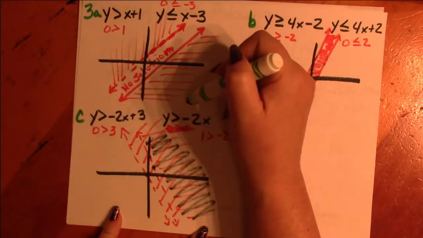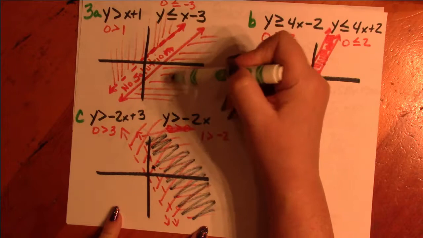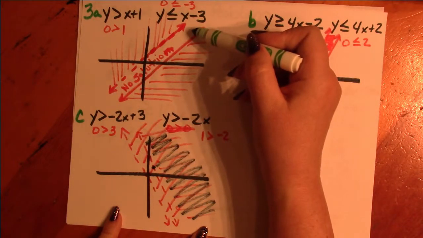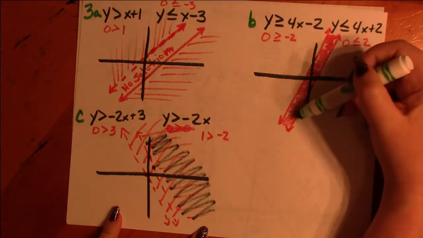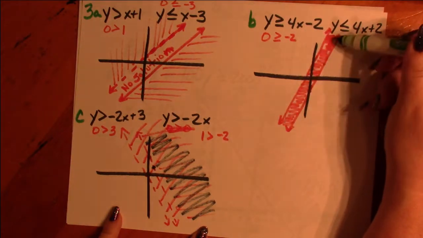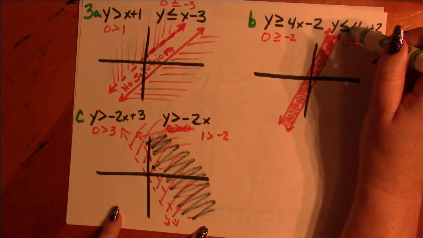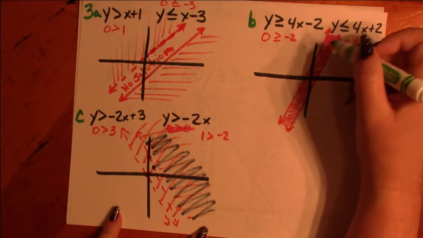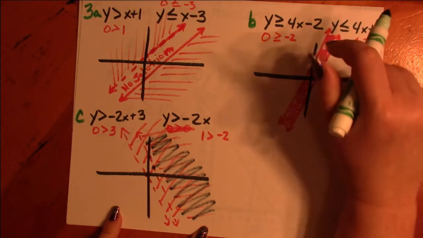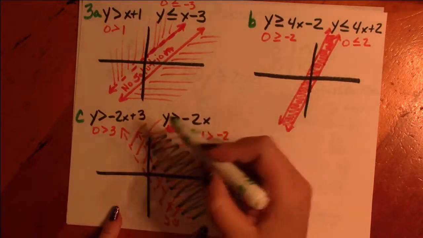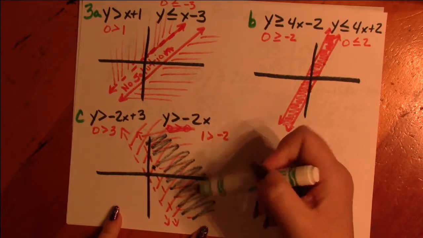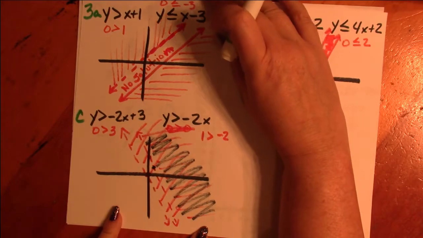And for 3A, the regions both point outward, so there's no solution because there's no place that they overlap. For B, they both point inward, which means they overlap in between, and because it's equal to as well, they're solid lines, so the ones on the line also count. And for C, they overlap on this side over here. Okay? On to the business application.